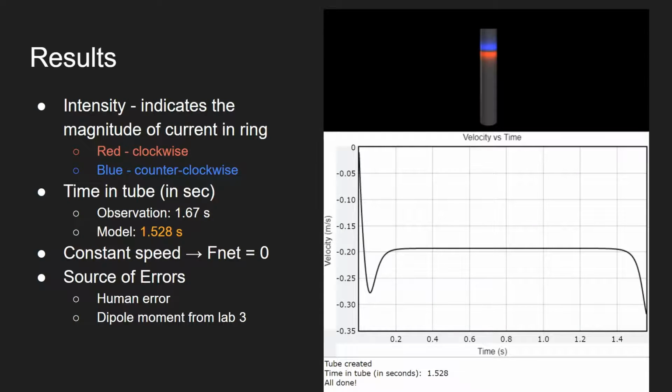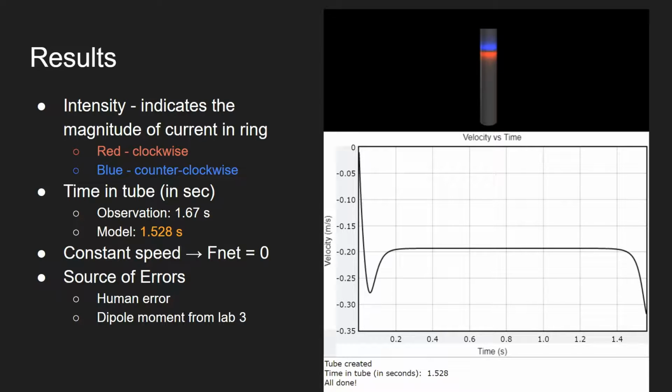By looking at the results, we know the intensity indicates the magnitude of current in the ring, and red represents clockwise motion of the current, and blue represents counterclockwise current. The time in tube as shown is 1.528 seconds from the model, and as you can see, when the constant speed was reached in the velocity versus time graph, we know the F net was equal to 0.